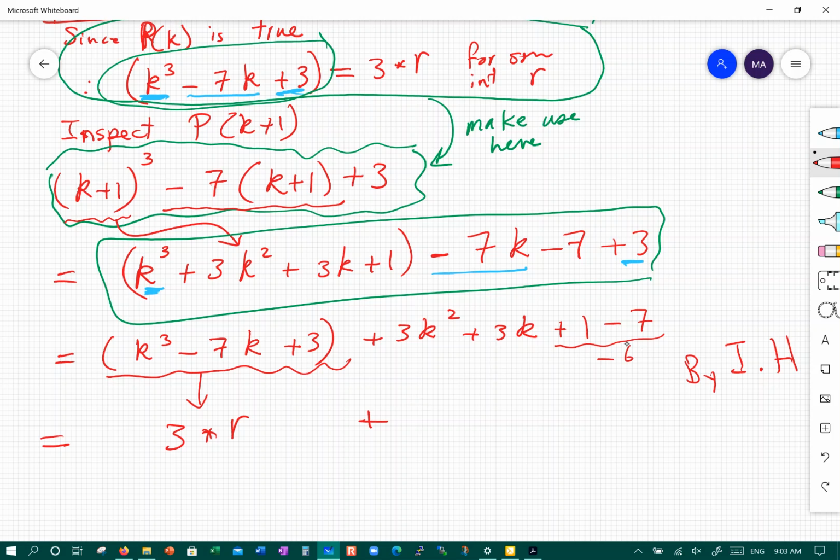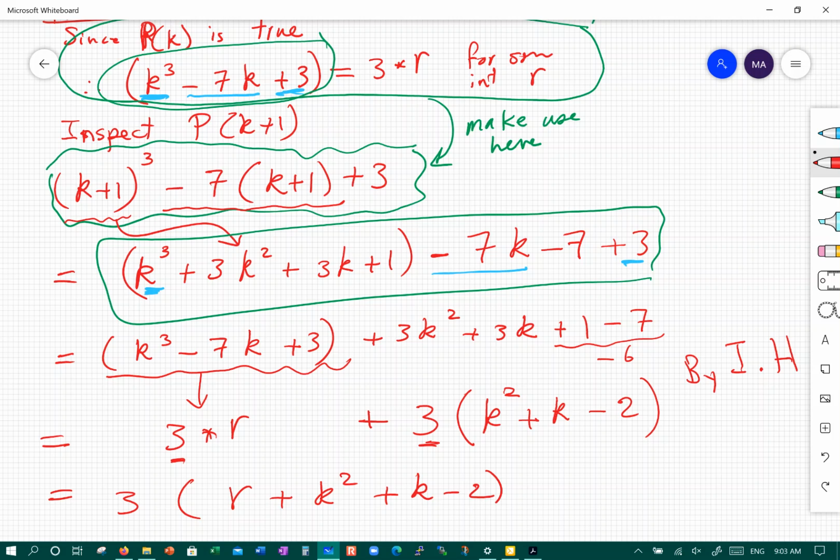So from the remaining three terms, I can take 3 as a factor. Remember, my target is to show that the entire thing is divisible by 3. So if I can take 3 as a factor somewhere, that will help. In the remaining three parts, I can take 3 as a factor. So I get k squared plus k minus 2. Remember, it was minus 6 and I took 3. So now I can even further take another 3 factor and say that this is equal to 3 times r plus k squared plus k minus 2.